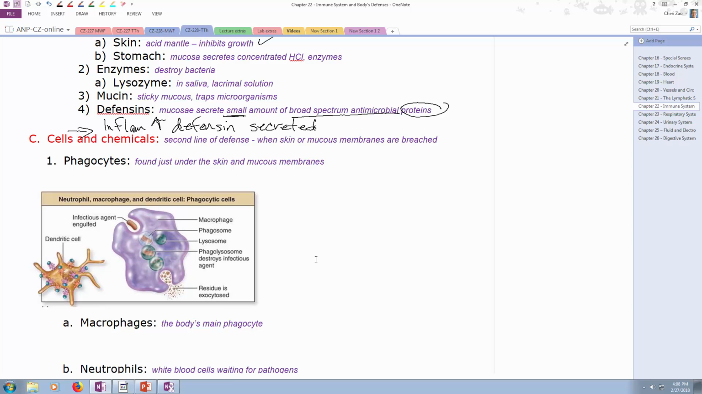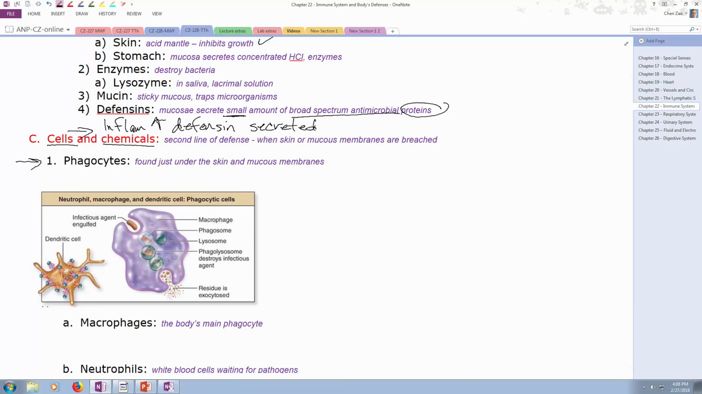And now we're down to some cells, which are non-specific. They'll attack any kind of stuff that they come across, and some various chemicals that are produced by our system that are designed to also be broad in their approach to what types of pathogens they're trying to protect us from. So the number one cellular component is our phagocytes, found just under the skin and mucous membranes.